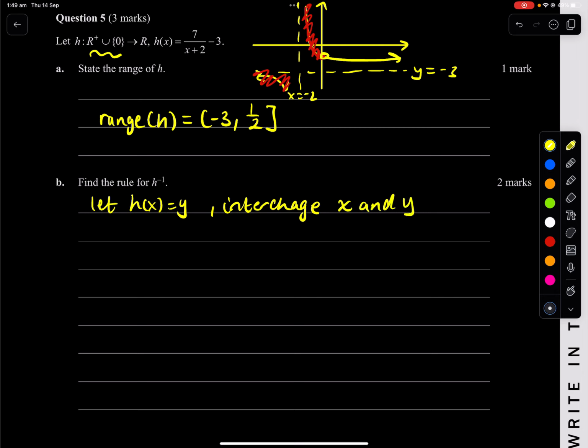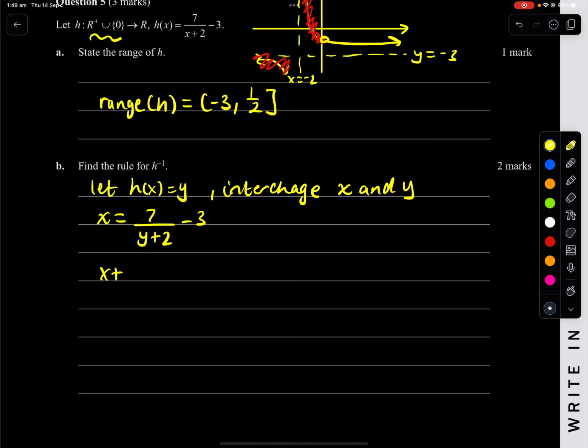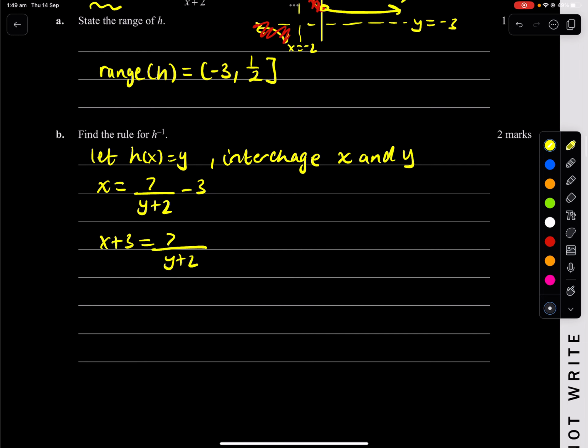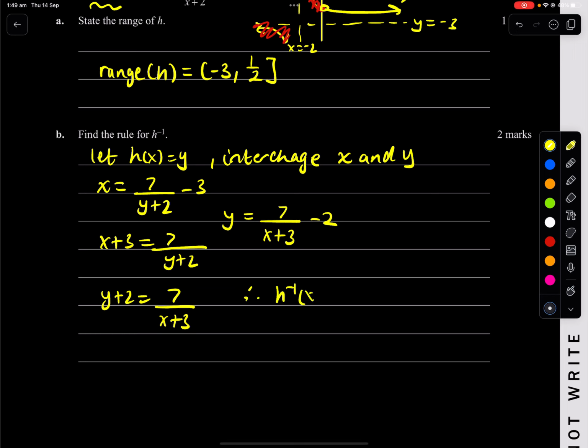So therefore we will get x equals 7 over y plus 2, minus 3. x plus 3 equals 7 over y plus 2. So we get y plus 2 equals 7 over x plus 3, so y equals 7 over x plus 3, minus 2. So therefore your h inverse of x is 7 over x plus 3 minus 2. That's your rule.